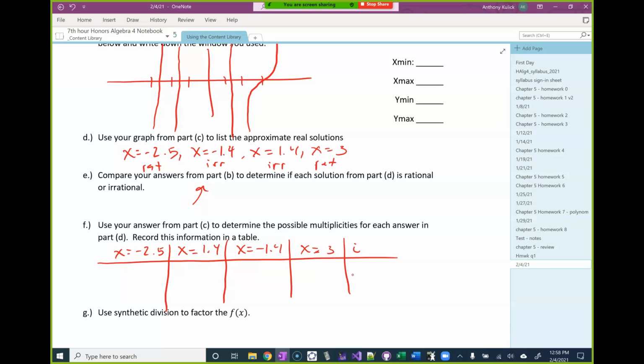All right. So me personally, the one that I feel the most confident about is the 3. So I'm going to start my synthetic division with the 3 because I'm quite certain that that's a rational value. Will somebody read me the coefficients for this so I don't have to scroll back and forth? It's so long.